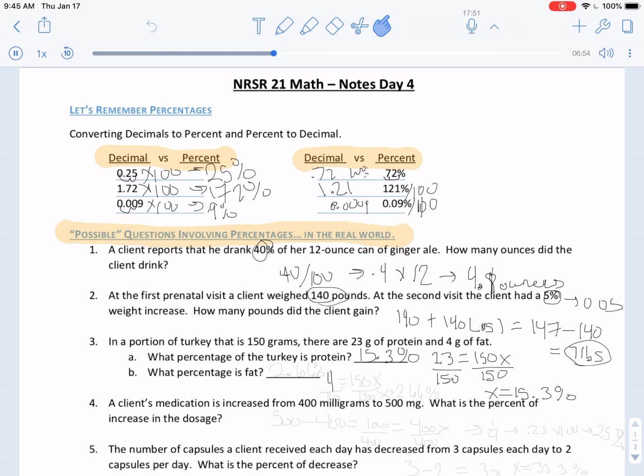And then to find the percentage of fat, we simply do the same thing, where we have the original amount, 4 grams of fat, equaling 150, X being the percent that we need to figure out, the percentage of the fat. And then now we just divide everything by 150 to get a percentage of fat equaling 2.66%.